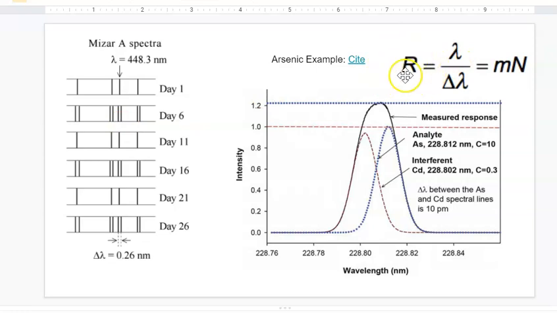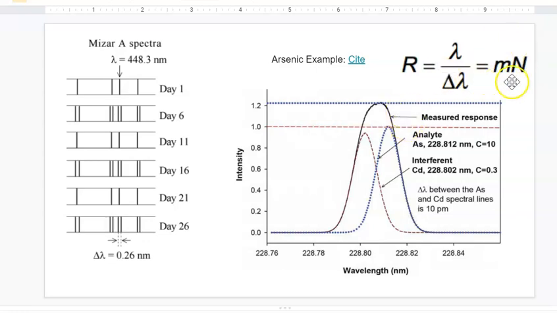So R is called resolvance. And the resolvance is given by the wavelength of that line, so you'd put 448.3, divided by delta lambda, which would be the difference between them. So in this example, lambda would be 228. Delta lambda would be 0.01 because this is 10 picometers, right? And that's not the same as in nanometers. Make sure these have the same units. And you can calculate what the resolvance is.